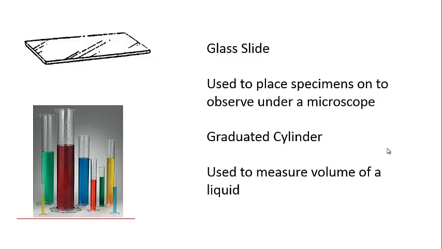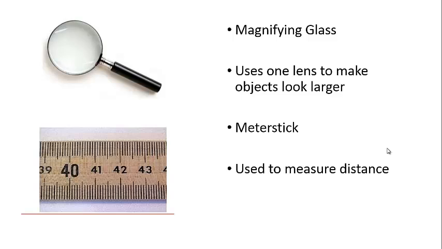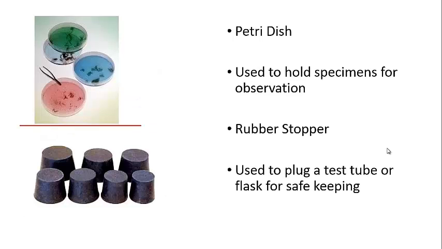These tube-like things are not actually called tubes, they're actually called graduated cylinders, and they come in various sizes depending on the amount of liquid that you are trying to measure. Here's a magnifying glass. It could also be called a hand lens. It only uses one lens to make an object look bigger. A meter stick is used to measure distance. It's 1 meter in length.